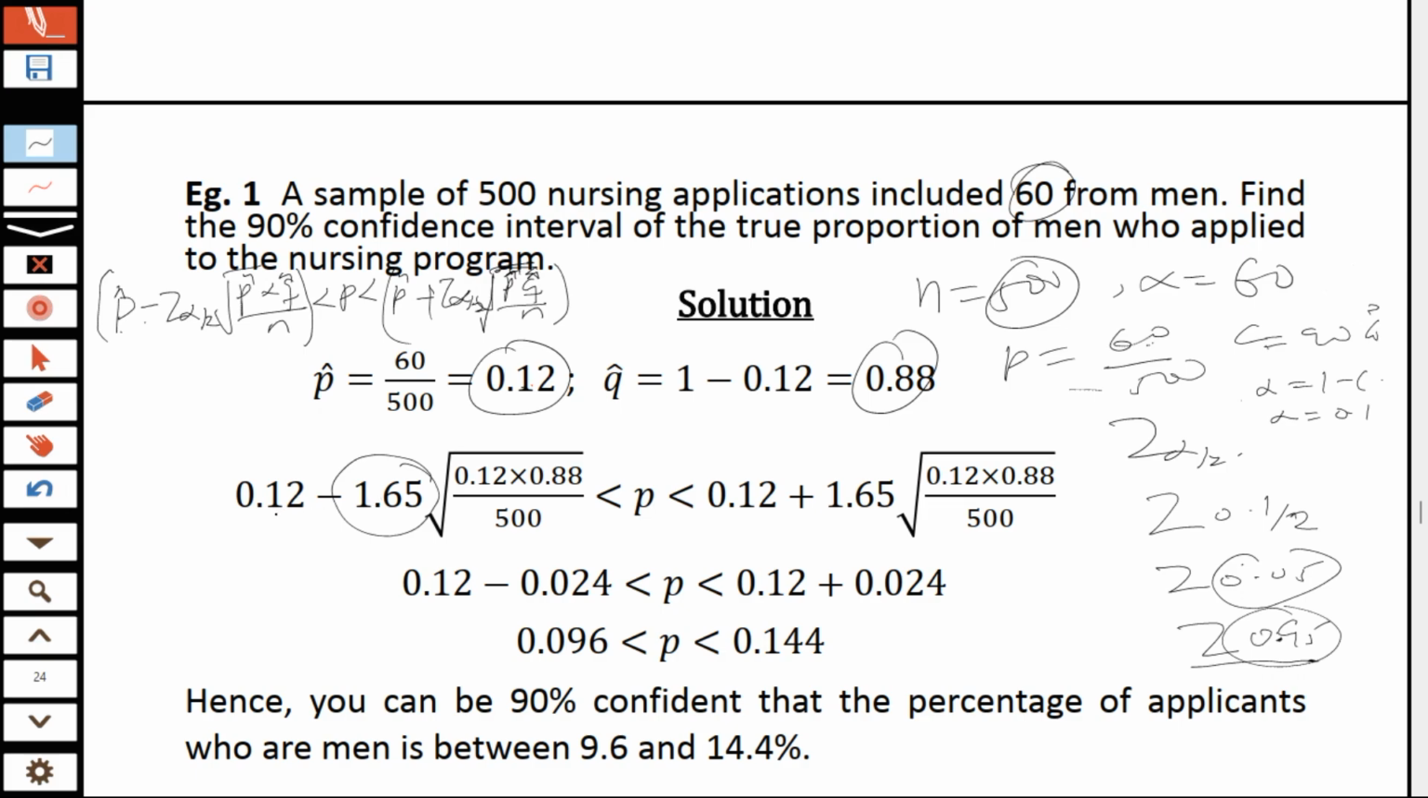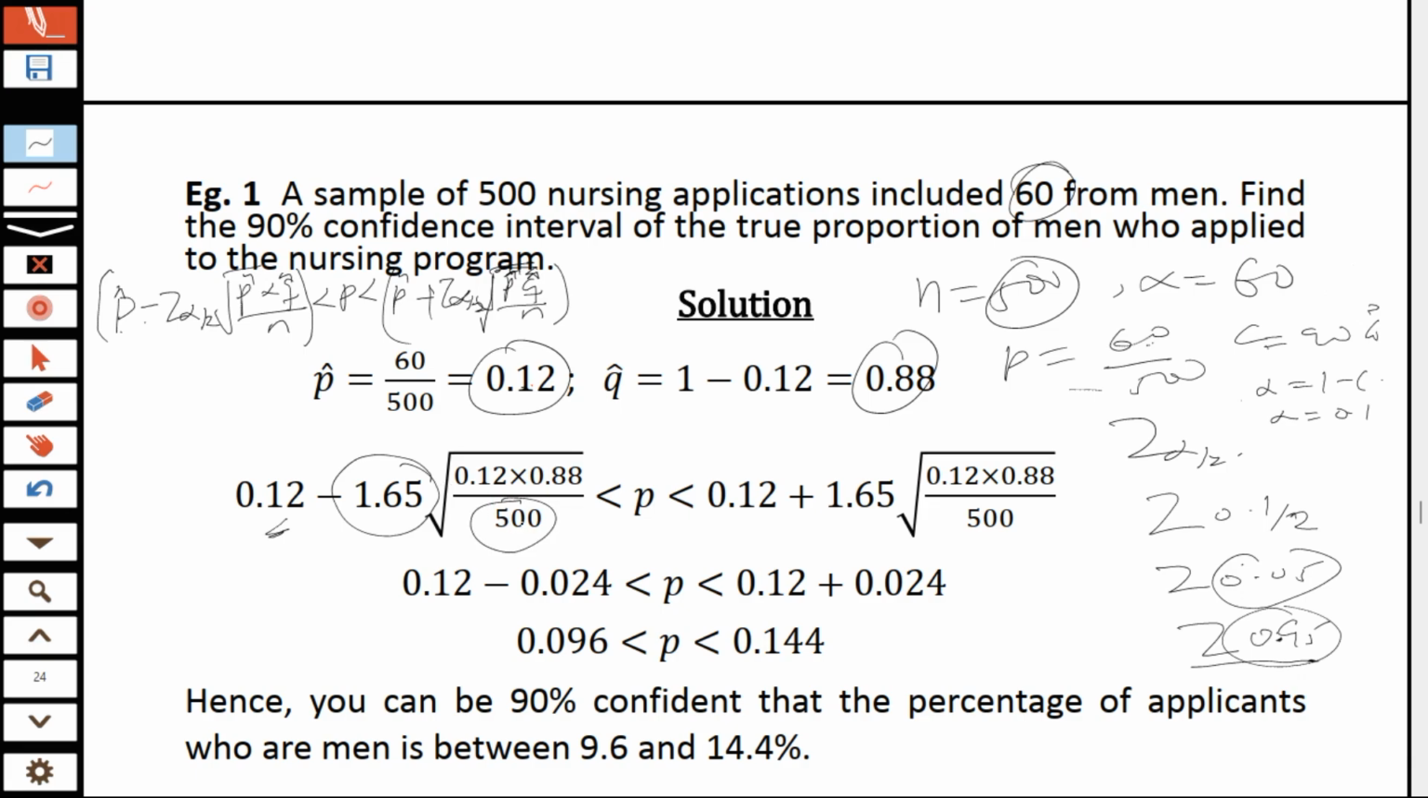So here we'll be having 0.12 minus 1.65 times the square root of 0.12 times 0.88 divided by 500, right? We know that our z subscript alpha divided by 2 was given as 1.65, and we know that our p hat was given as 0.12, and our q hat was given as 0.88 divided by our n, which is 500, right?